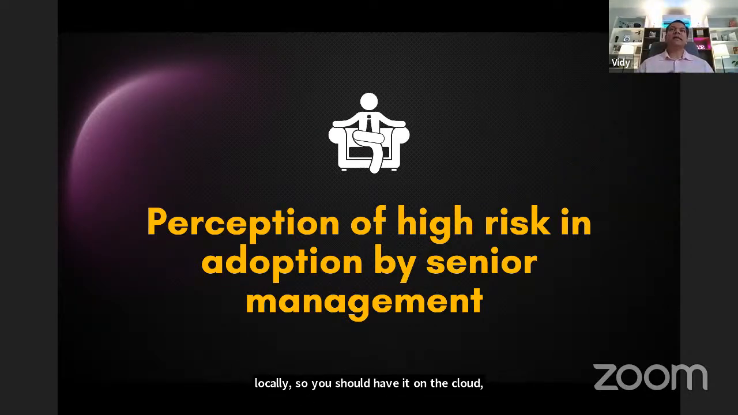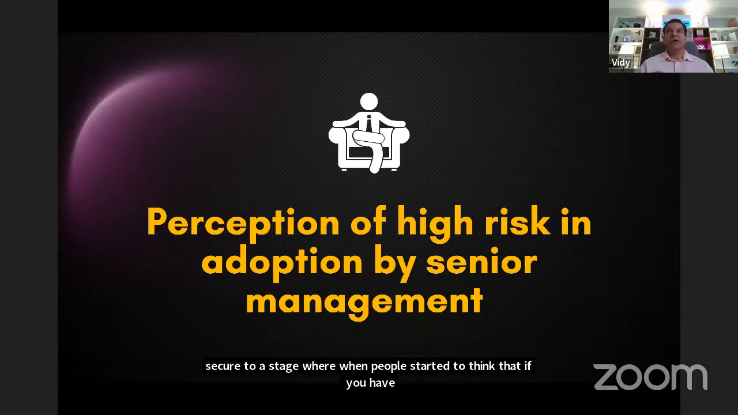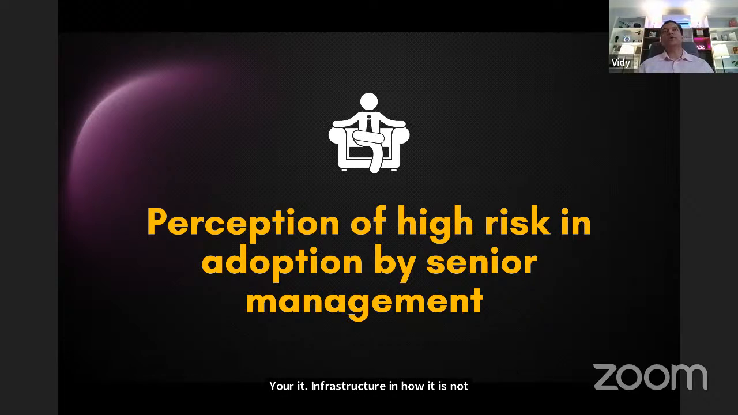And it went to such an extent that earlier people used to think having in-house IT infrastructure was more secure, to a stage where people started to think that if you have your IT infrastructure in-house, it is not secure, because the cloud providers provide much more security, much more benefits, right? So that shift in the perception of how technology adoption happens is a good example with this analogy, where cloud was first considered something that nobody wanted to use, and now it has become mainstream.